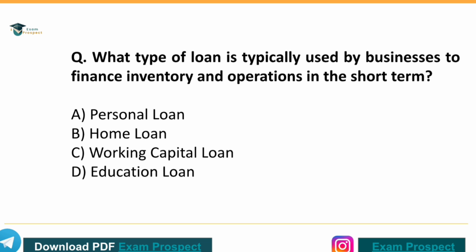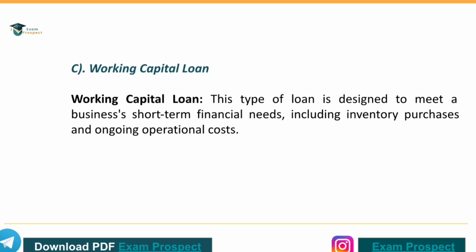Next question, what type of loan is typically used by businesses to finance inventory and operations in the short term? Correct answer is option C, Working Capital Loan. Here, this type of loan is designed to meet a business's short-term financial needs, including inventory purchases and ongoing operational costs. On the other hand, personal loans are for individual use and not for financing business operations. Home loans are specifically for purchasing a residence, and education loans are intended to finance educational expenses.